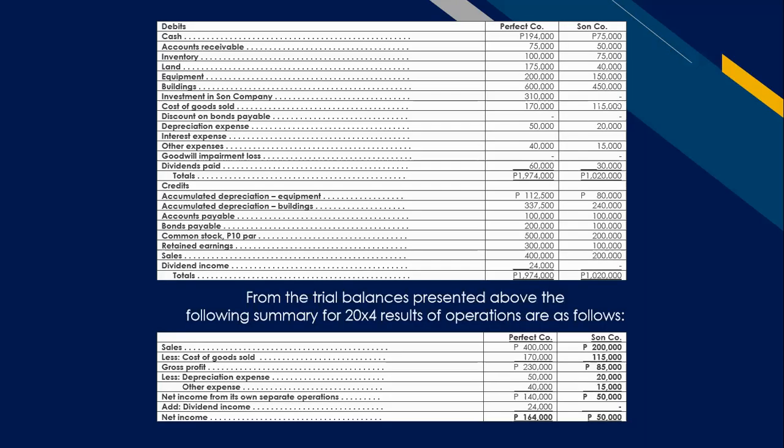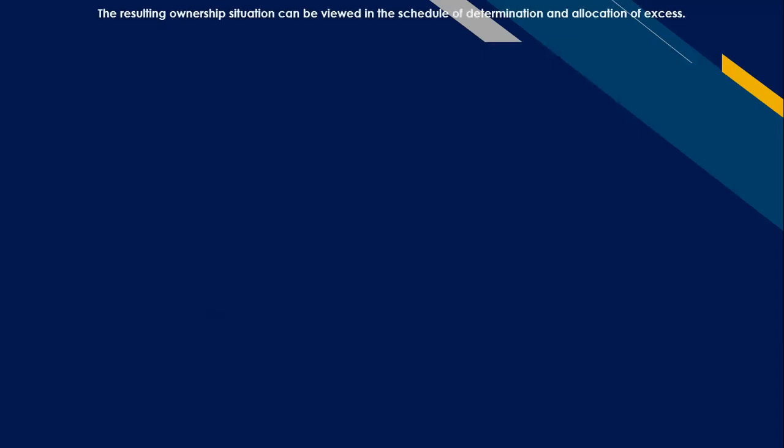From the trial balances presented above, the following summary for 20x4 results of operations are as follows. Perfect Company had net income of 164,000 after adding dividend income. And Sun Company has net income of 50,000.